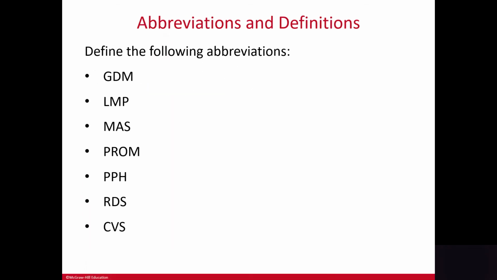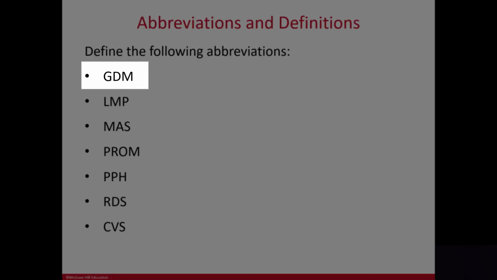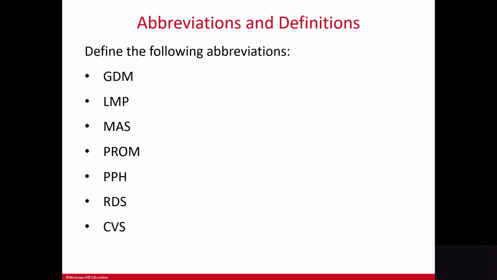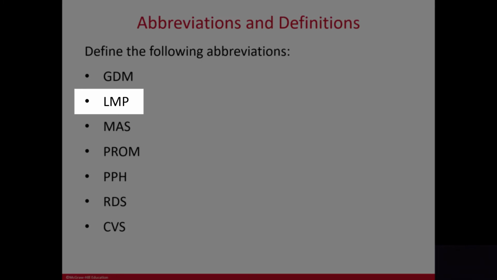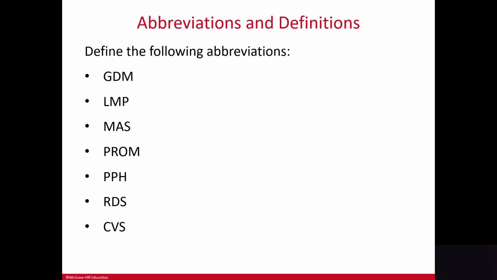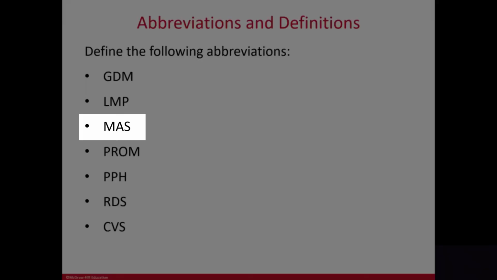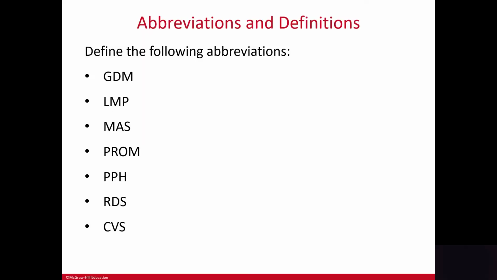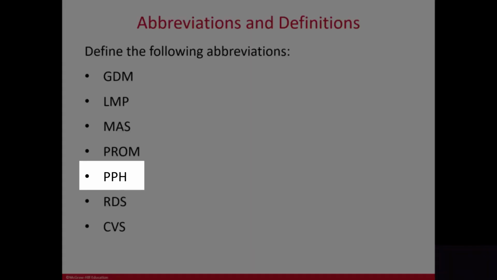And here are some abbreviations for this section of the text. GDM is gestational diabetes mellitus. LMP stands for last menstrual period. This is how we calculate a woman's gestation after a positive pregnancy test. MAS was the meconium aspiration syndrome. PROM stands for premature rupture of membranes. PPH was postpartum hemorrhage. RDS was respiratory distress syndrome. And CVS was chorionic villus sampling.